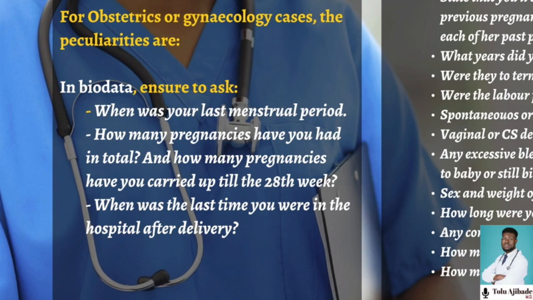After asking the name, then you go for LMP. And then you ask, how many pregnancies have you had in total if it's a peculiar obstetrics and gynecology case? LMP is for every single woman walking into your door. Then these other two questions are for specific obstetrics and gynecological cases, okay? Like a woman complaining of infertility, a woman complaining of antenatal bleeding or things like that, okay?